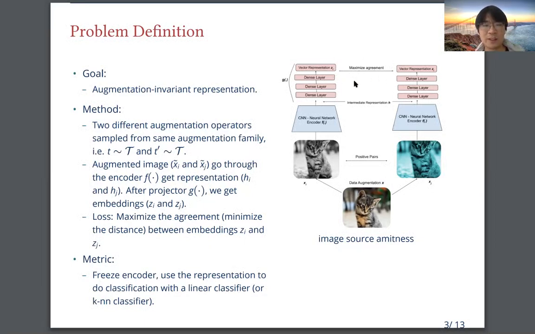And finally, we calculate the loss using Z_i and Z_j, and we maximize the agreement. In other words, we minimize the distance between Z_i and Z_j. So this is the loss. So how do we evaluate whether our model is good or not? The metric we're using here is, first we freeze the encoder and use the representation to do classification with a linear classifier or something like a KNN classifier.